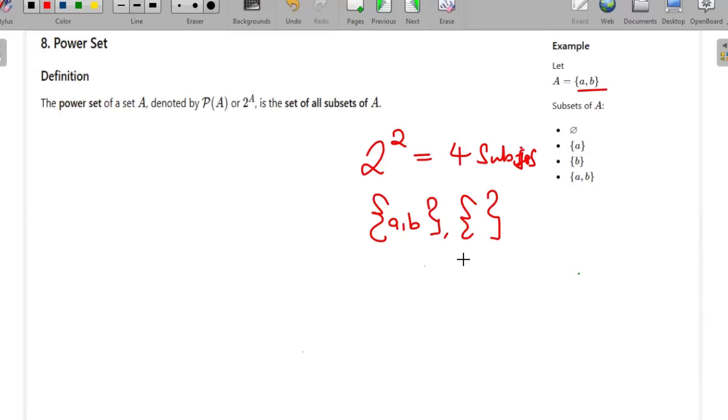These ones, they're always there: the set itself and the empty set. Then the other one will be the set that contains A only. Then the other one will be the set that contains B only. So these are our 4 subsets.